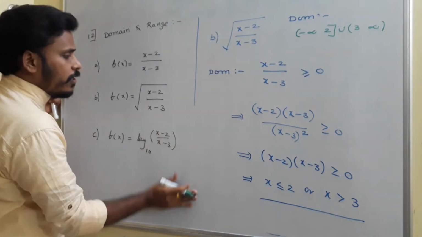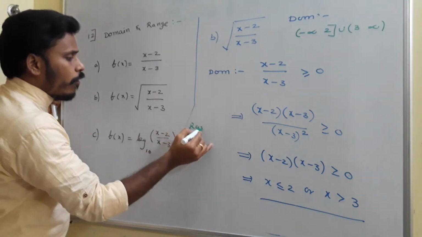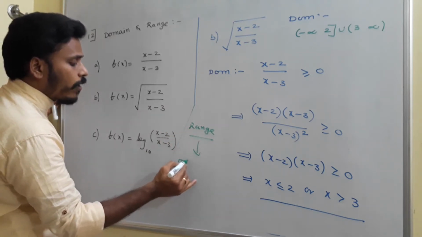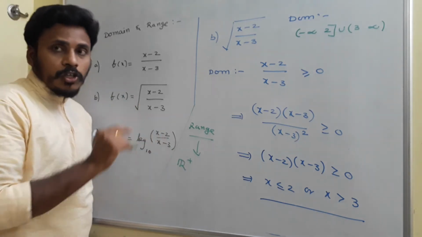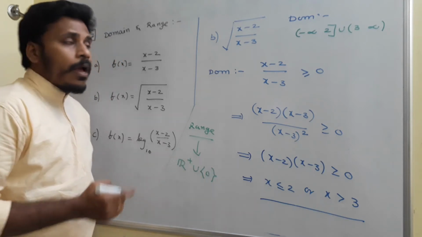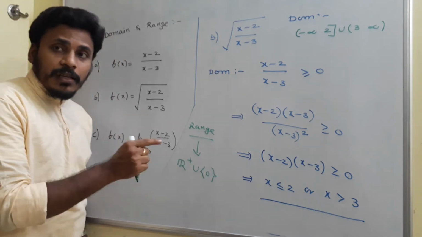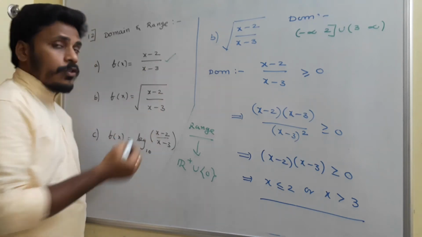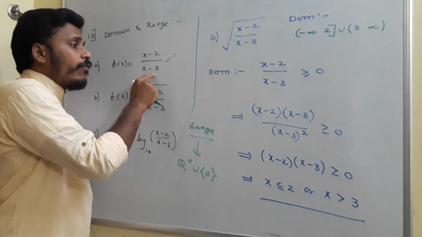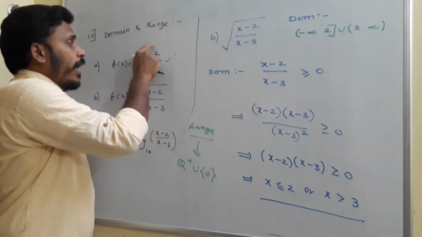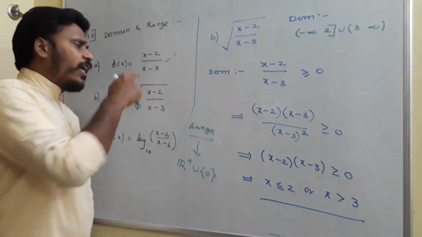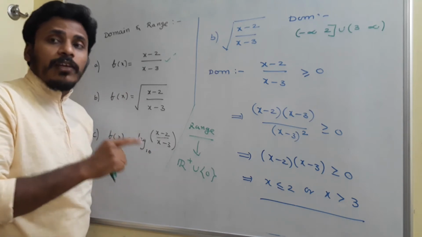So when you think in such a way, for the range, no need to solve anything. The range is simply nothing but only positive real values. 0 is also included: positive real values union 0. And one more thing: previously, while discussing the range for the first function, we eliminated 1 because x minus 2 by x minus 3 is never equal to 1. Take any value in the place of x, but it is not equal to 1.